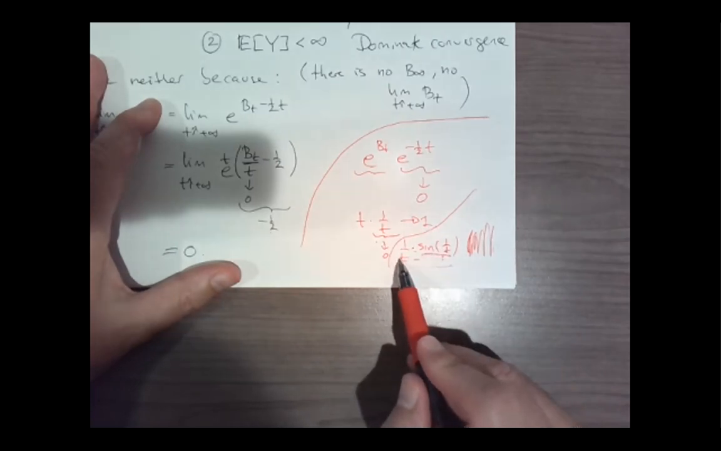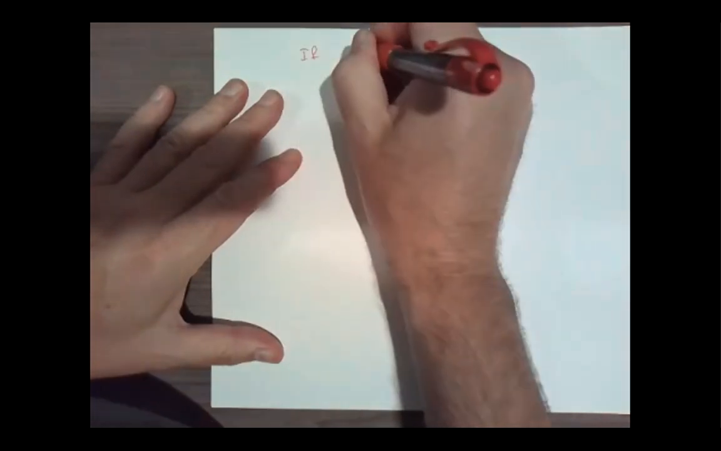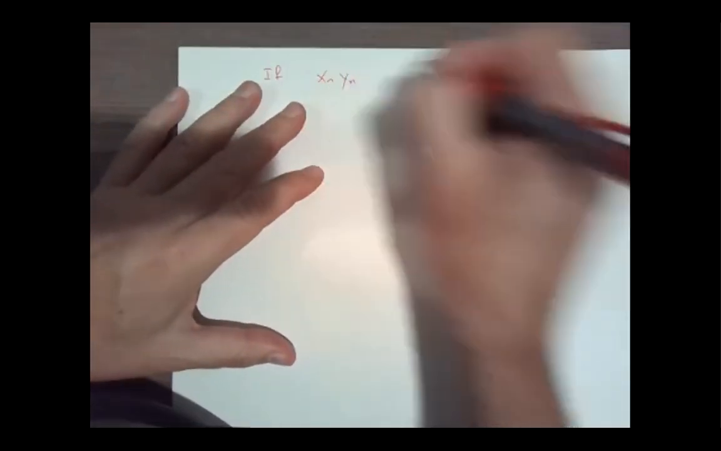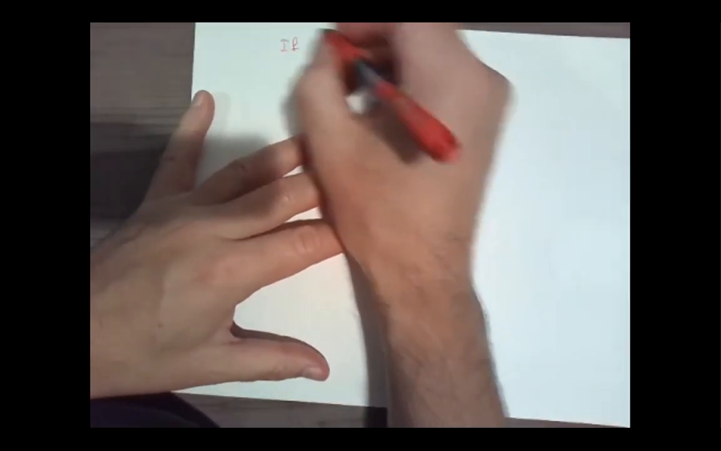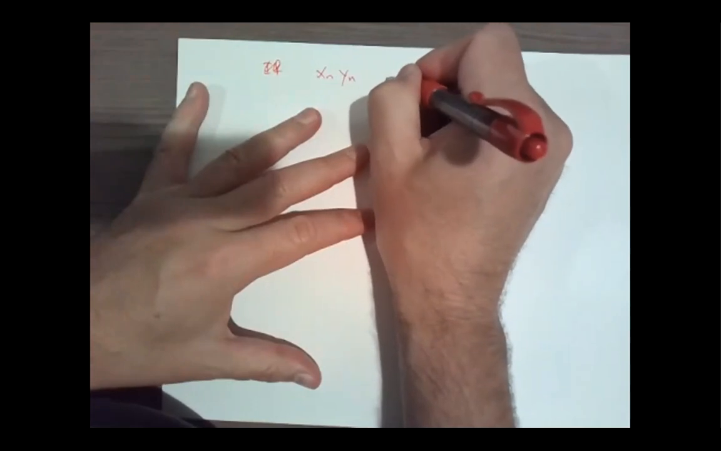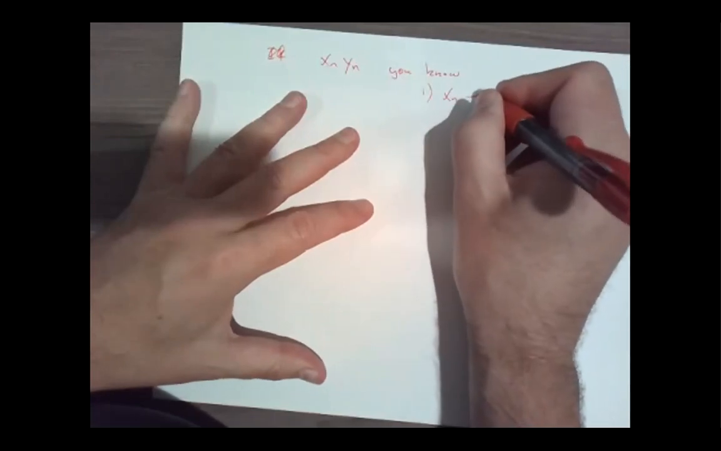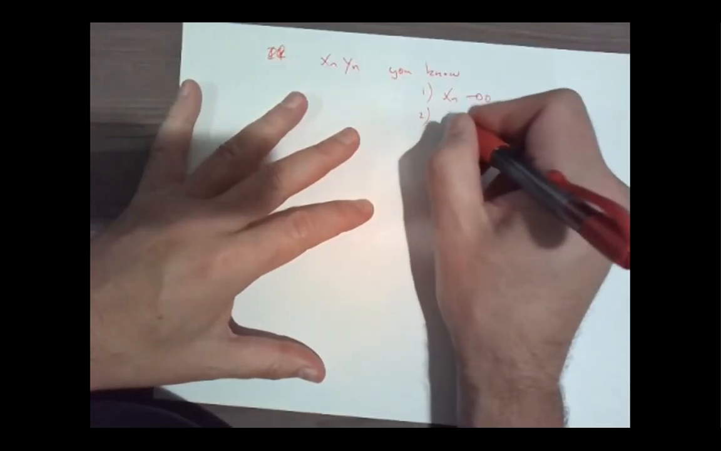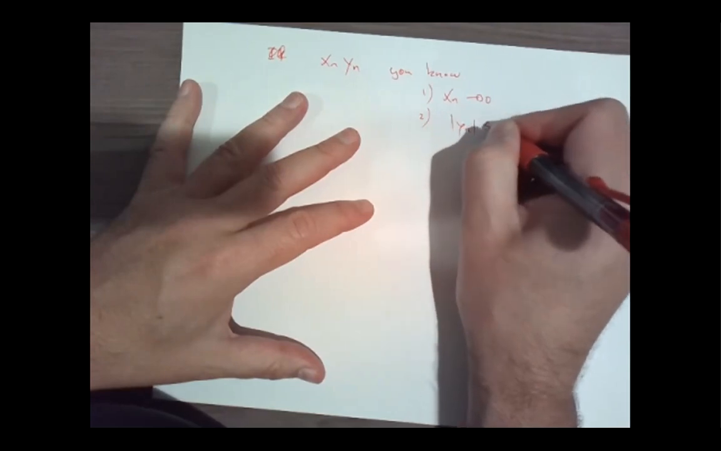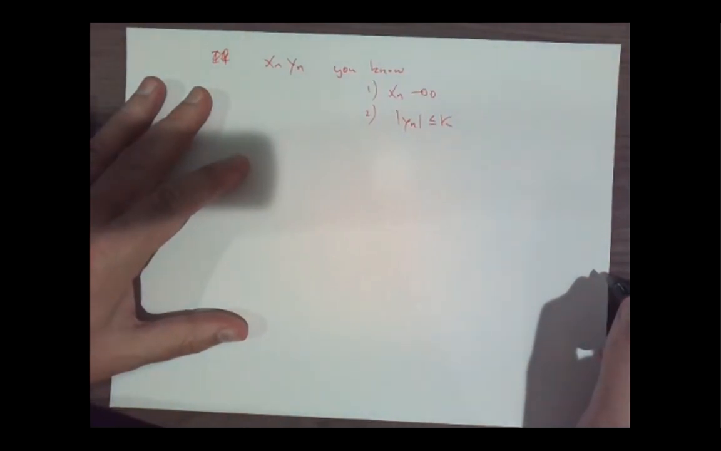Let me start over again. If you take xn times yn, what is the limit of this thing? You know two things. One, xn goes to 0, and the second, if I take the absolute value of yn, it's bounded by a constant k. Then the whole thing goes to 0.